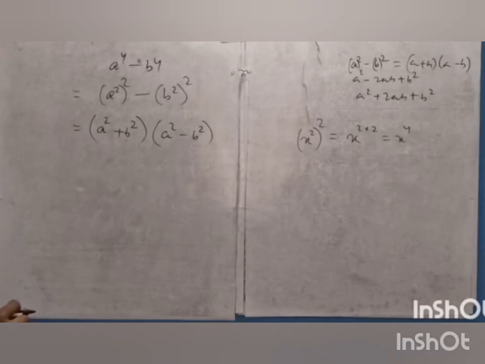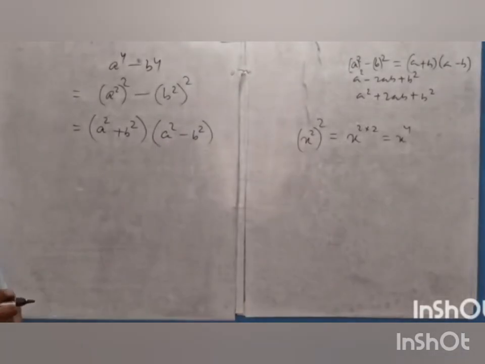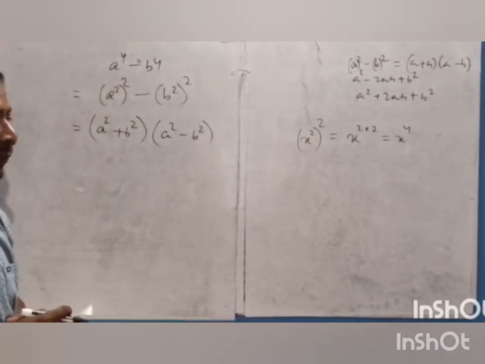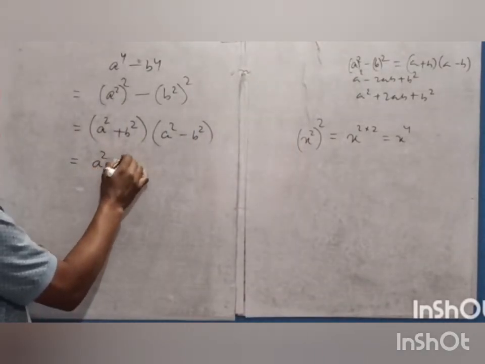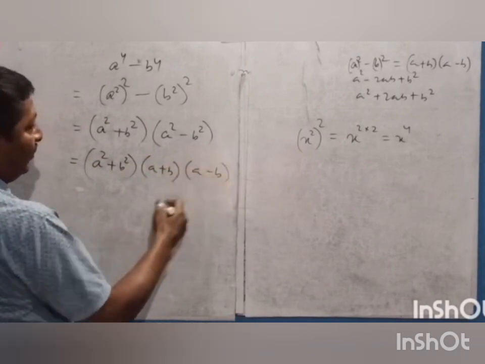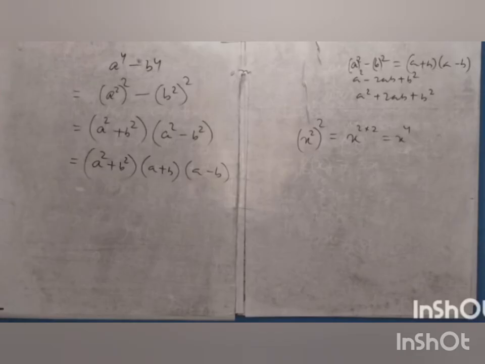But again, this factor can be expanded more because it is in this formula directly. So I have to go another step: a square plus b square, a plus b into a minus b. Okay. So this is the factorization of this a^4 minus b^4. Okay.